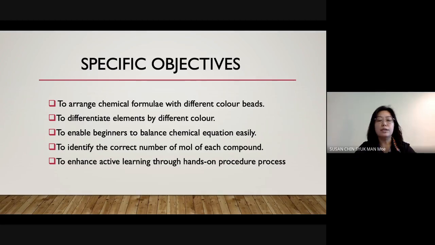And the specific objectives are, number one, to arrange chemical formulas with different color bits. Number two, to differentiate elements by different color. Number three, to enable beginners to balance chemical equations easily, even students without any chemistry background like primary students, they are able to achieve this. Number four, to identify the correct number of mole of each compound. And lastly, to enhance active learning through a hands-on procedural process.